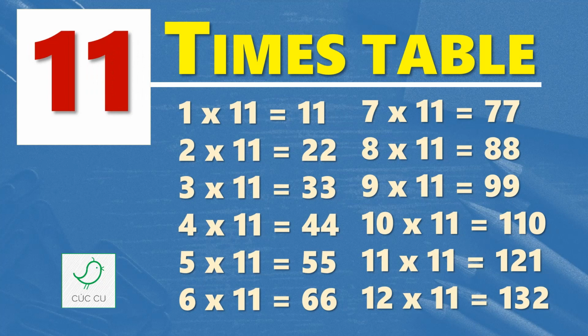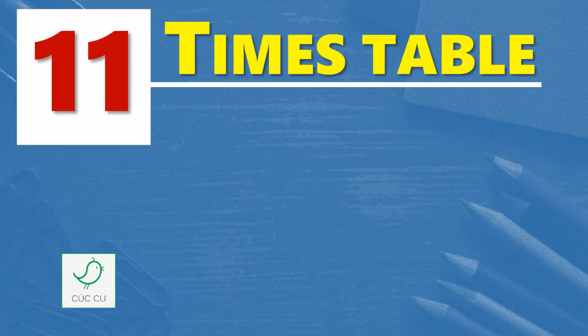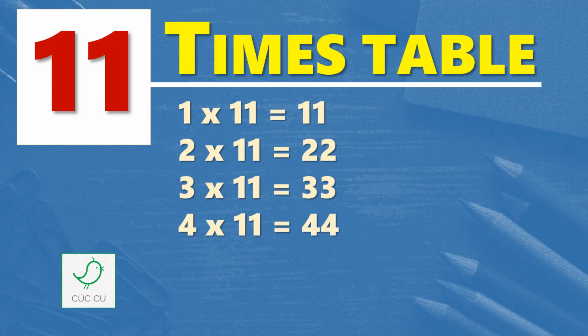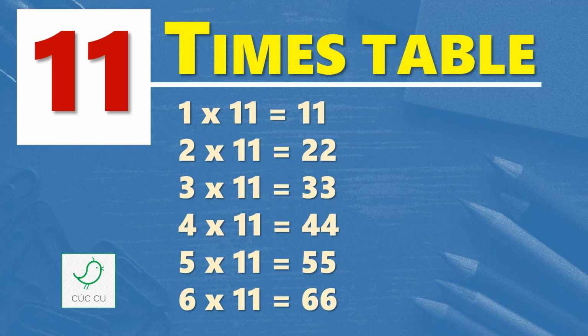Multiplication table of 11. 11 times table. 1 times 11 is 11. 2 times 11 are 22. 3 times 11 are 33. 4 times 11 are 44. 5 times 11 are 55. 6 times 11 are 66.